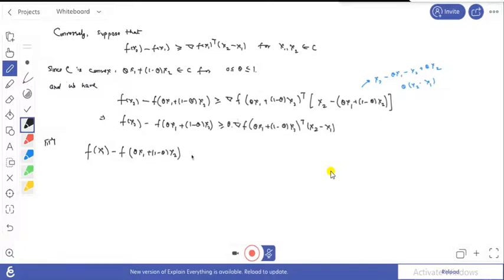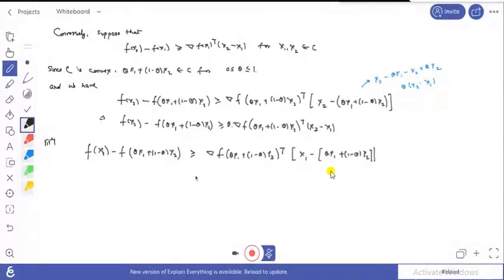So this is greater than or equal to the gradient of f, and the minus term is the gradient of f at this point, which is (1 minus theta) x2, transpose, and then x2 minus x1. So this point is your second point, x2 minus x1. This is x2 minus x1, that is, t of (1 minus theta) x2. Okay, this term.